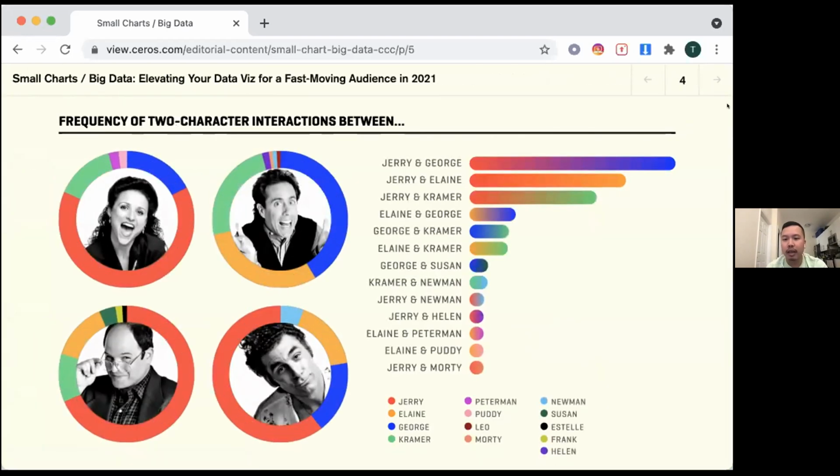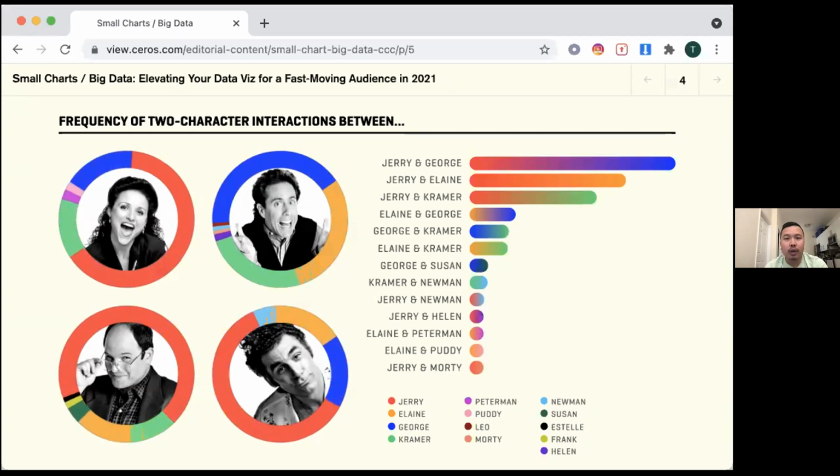Okay, and now I'd like to show you some of the data viz projects that I have done here at Ceros. Hopefully it will resonate with you or inspire you in some ways. So this first data viz is from a story that we did a while ago where we analyzed every script from Seinfeld to see who interacts with whom the most.